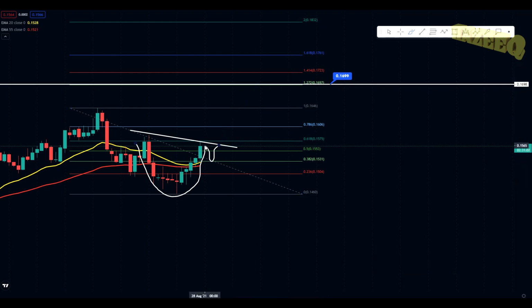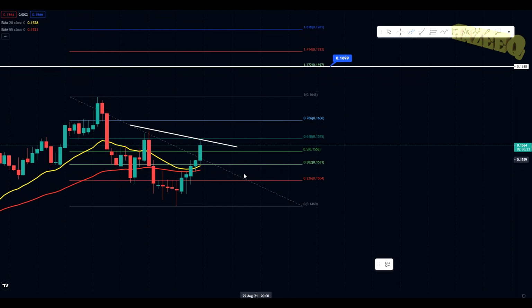Because if we do break this trend line right now, then that's not a cup and handle pattern. The cup and handle consists of a cup and handle, hence the name, obviously. But if you were to come back down, there are two levels below you that could hold support: the 0.5 at 15 cents 33, or the 0.382 at 15 cents 31.